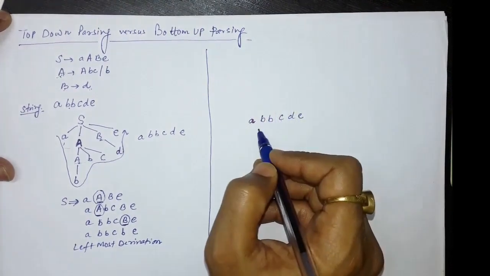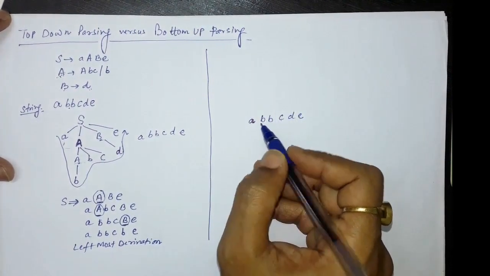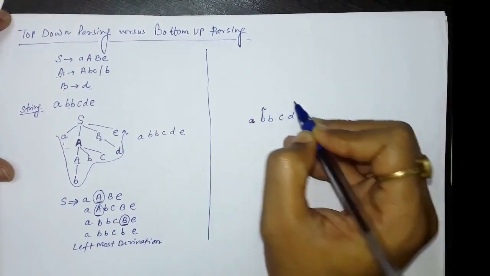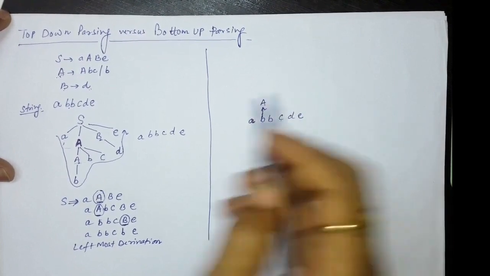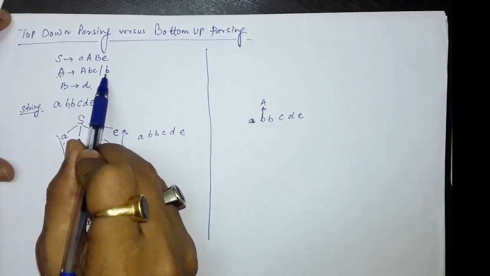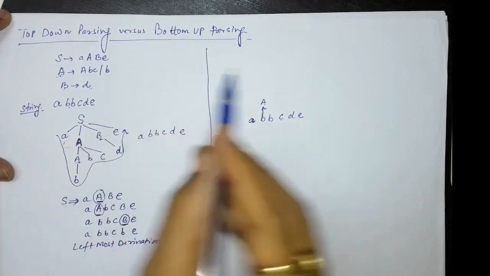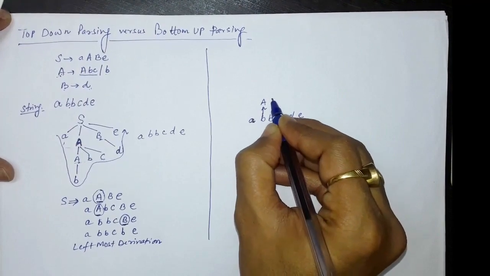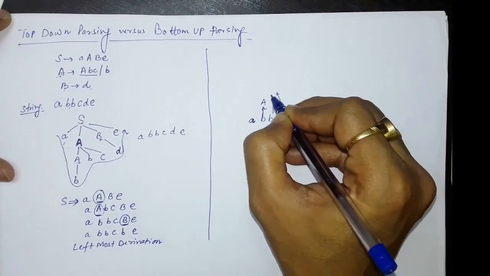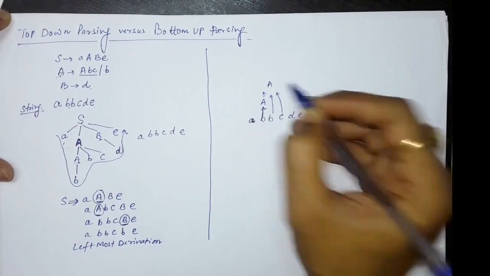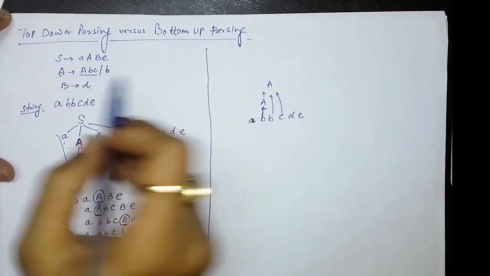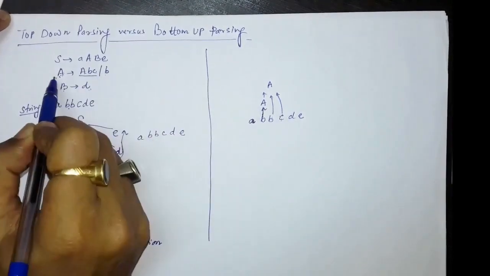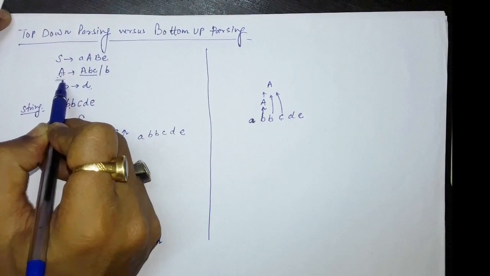So if you are able to reduce it to the start symbol, we will say that the string is according to the grammatical rules. So here what we are doing is first reducing this small b to capital A with the help of the production A produces b. Fine. And then we have a, b, c here, and we can reduce this a, b, c to capital A. A produces a, b, c. So we have found capital A, small b, small c. We can replace it with the left hand side of the production, that is capital A.